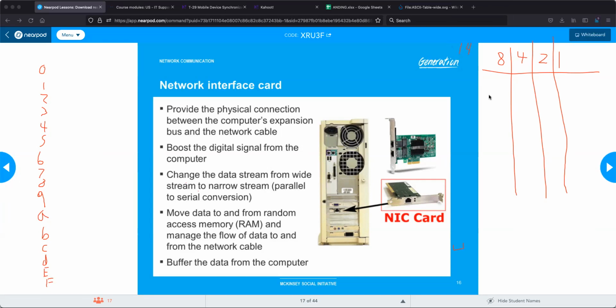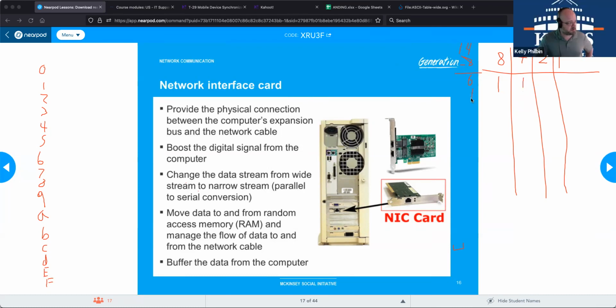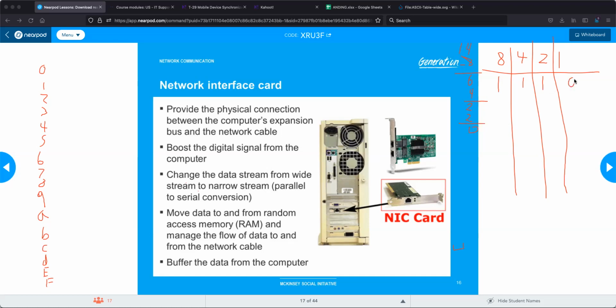Subtract 8 from 14. Okay. And then 8 is a 1. We have 6 left. Okay. We can subtract 4 from 6, which is a 1. Okay. We have 2 left. So we can subtract 2 from 2, which is a 1. And we have 0 left. So we can subtract 1 from 0? That's a 0. Beautiful, Mildana.